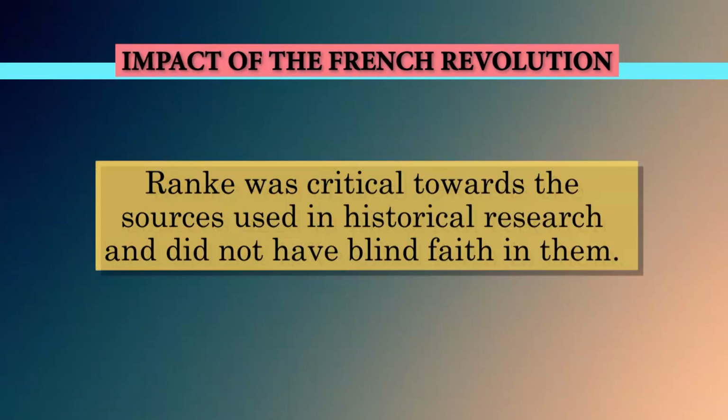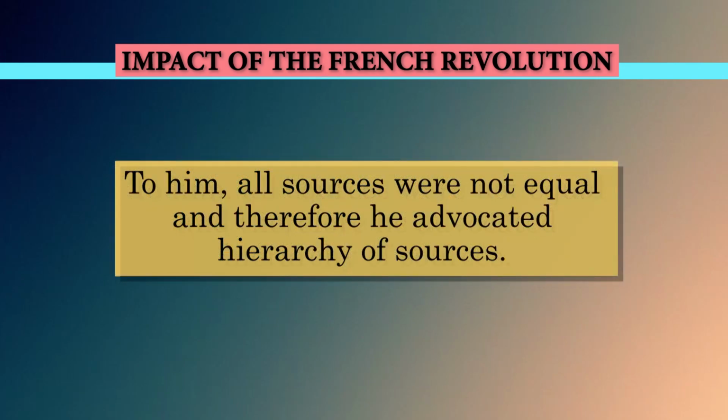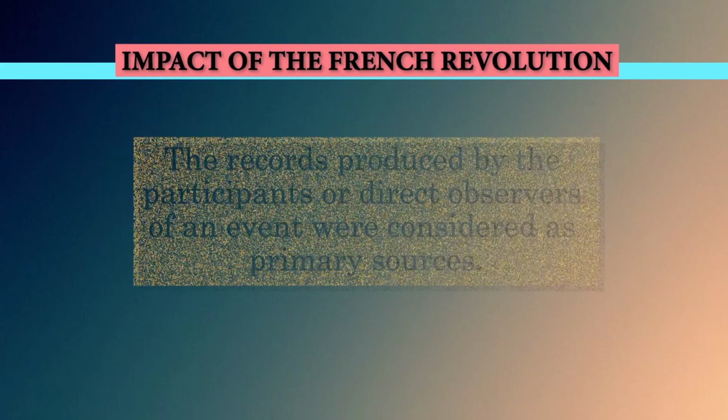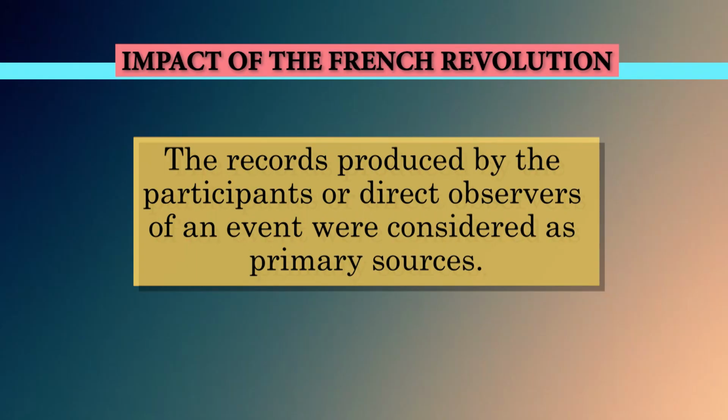He was critical towards the sources used in historical research which were based on imagination, and he did not have blind faith in them. To him, all sources were not equal, and therefore he advocated a hierarchy of sources. The records produced by the participants or direct observers of an event were considered primary sources according to him. Thus, with Ranke, we find the concept of primary and secondary sources.